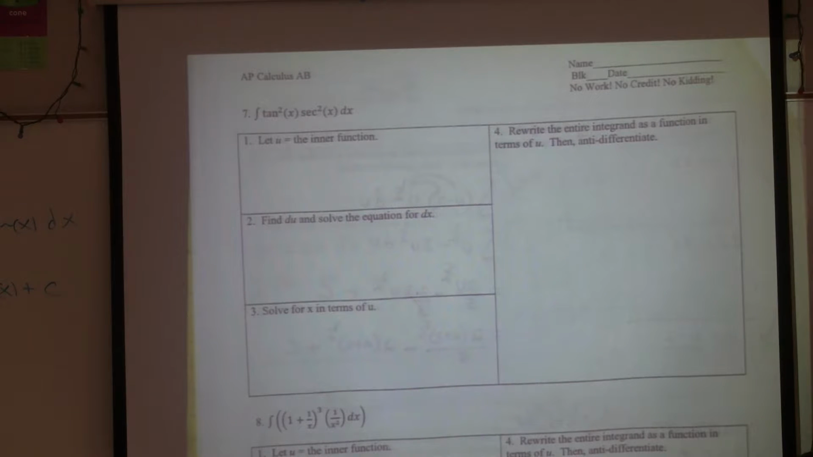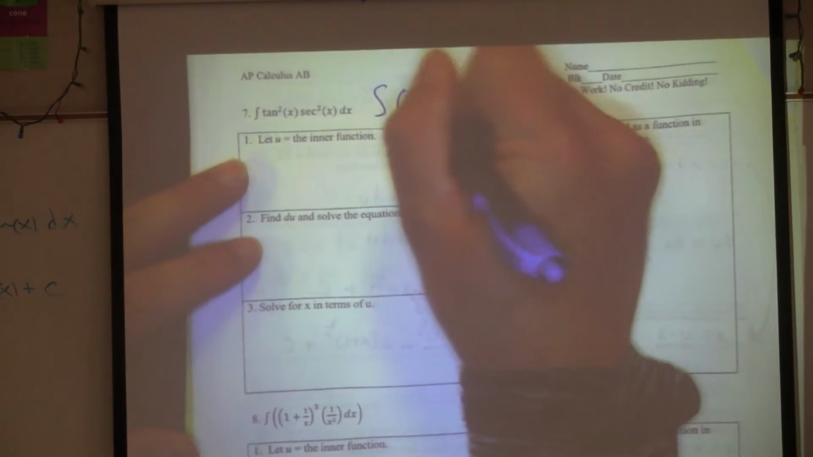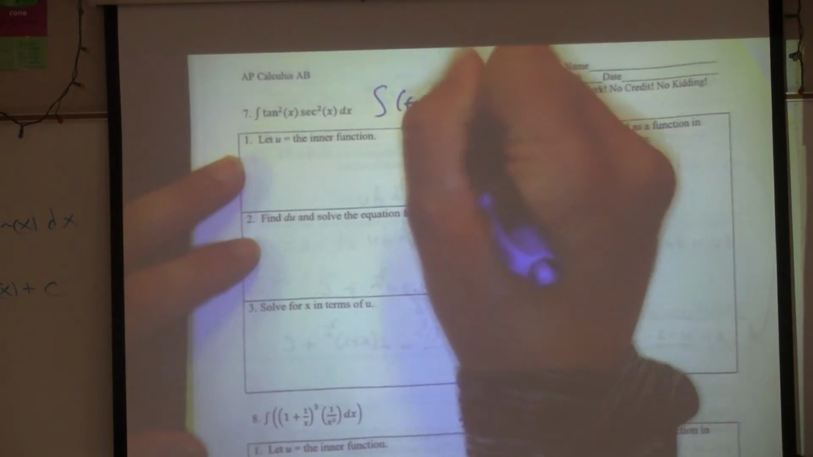Yeah, we need that. Tangent? Can we take the derivative of tangent? What's the derivative of tangent? Secant squared. So do you think that that's going to make something cancel out? Hopefully. It's tangent squared, right? So would that be the same thing as tangent times tangent, squared?